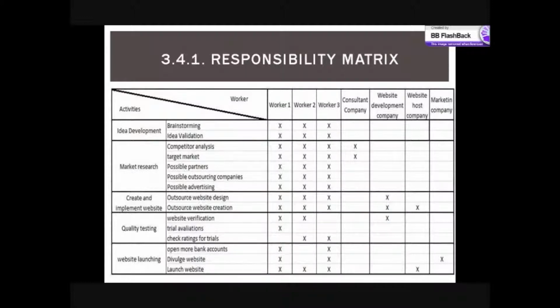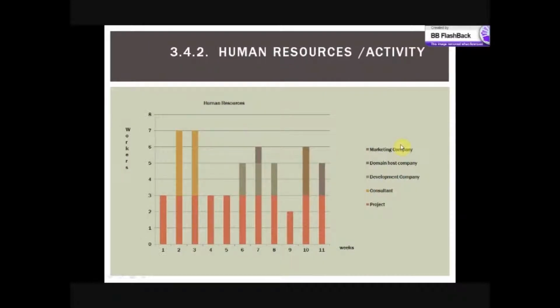This table relates workers to activities, and it's also possible to see the company of the worker, if he belongs to the project company or to outsourced companies. This chart is related to the previous table. It has the number of workers needed for each week of the project and the company of the workers.